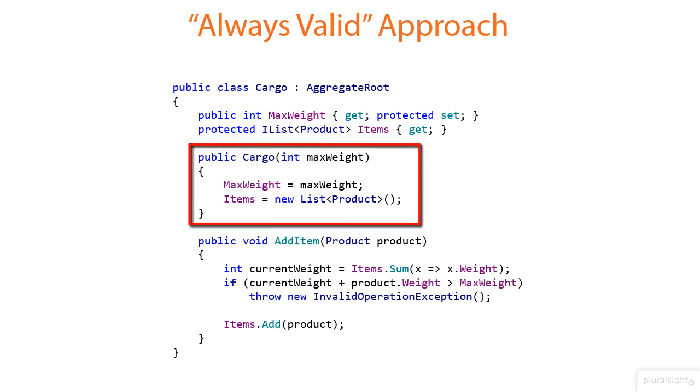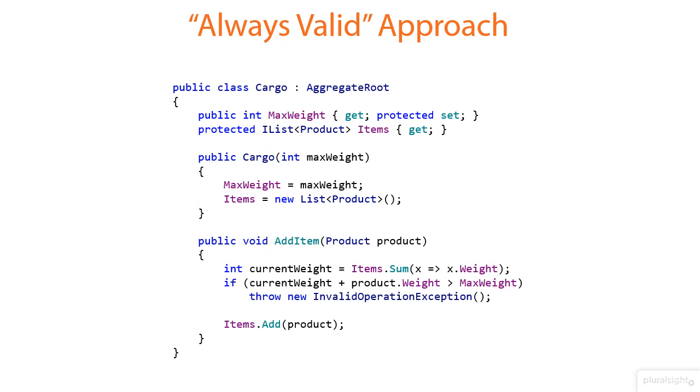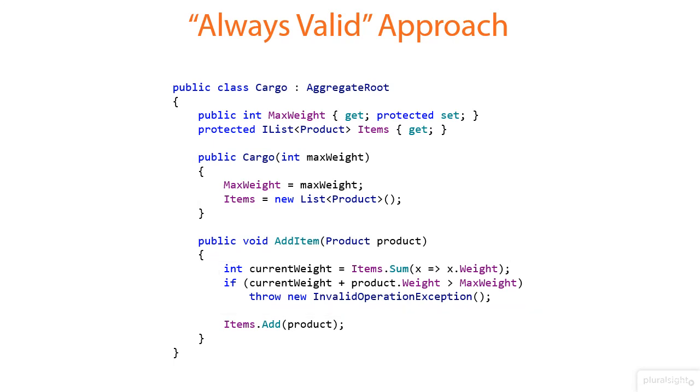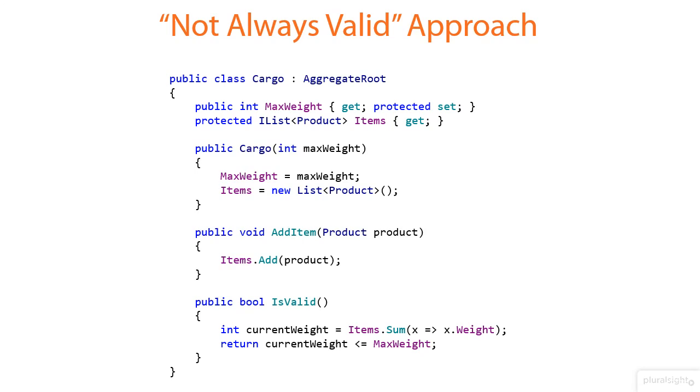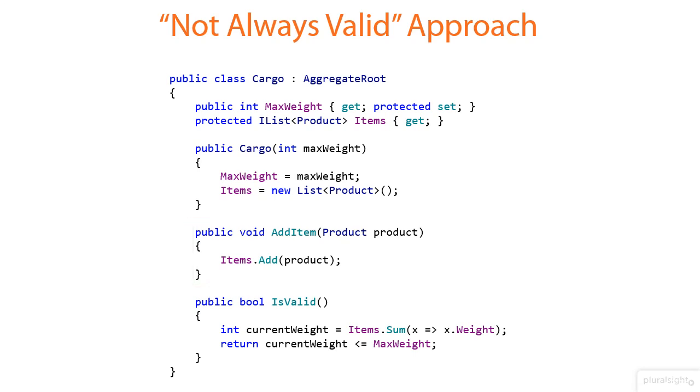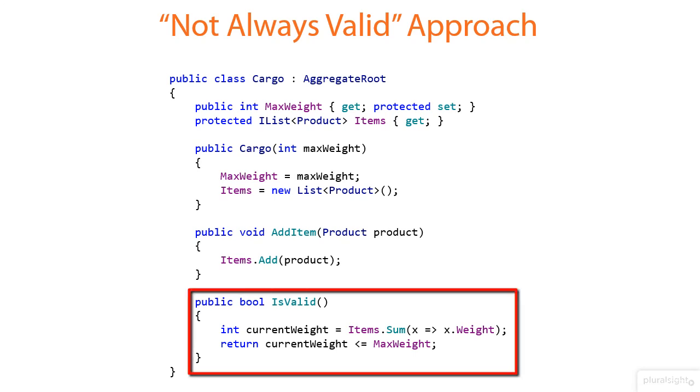You can see we first create a cargo with some max weight value, and then check that this maximum weight would not be exceeded in the addItem method call. If it is, we throw an exception signalizing that the invariant of the entity is violated. That way, we don't allow the class to enter an invalid state. This is, on the other hand, how we could solve the problem adhering to the not always valid approach. You can see we allow any number of products to be added to the cargo. To validate whether or not the invariants are broken, we introduce a separate isValid method.